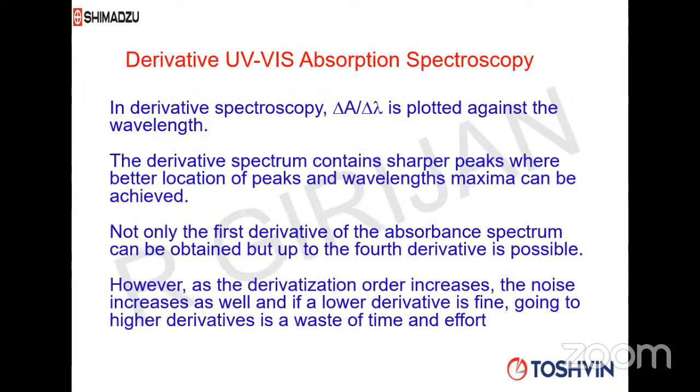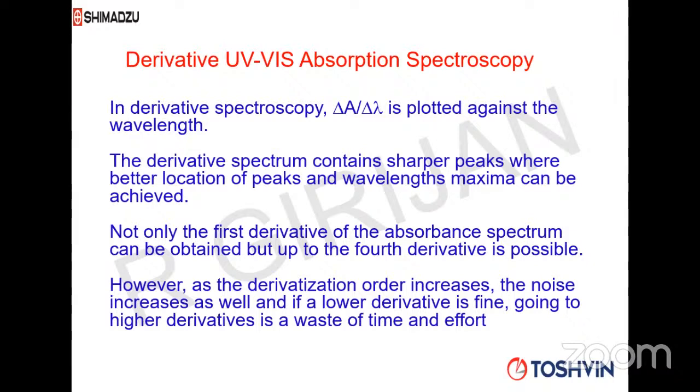Just one slide on derivative spectroscopy. In derivative spectroscopy, what we are going to do is plot the rate of change of absorbance against the wavelength. That means we are going to plot delta A by delta lambda, the rate of change of absorbance with wavelength, against wavelength. So that is what we are going to plot. Okay. And what is the advantage of derivative spectroscopy?